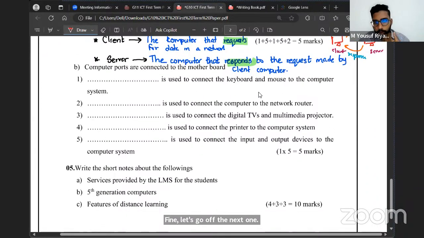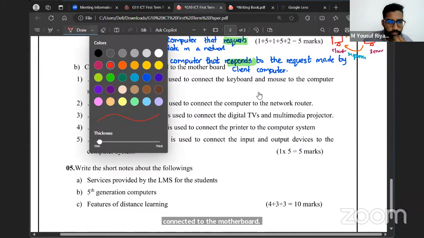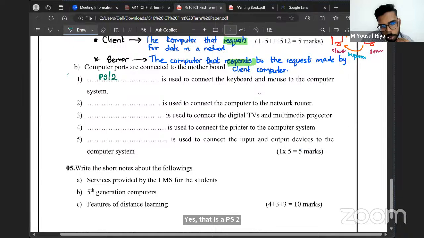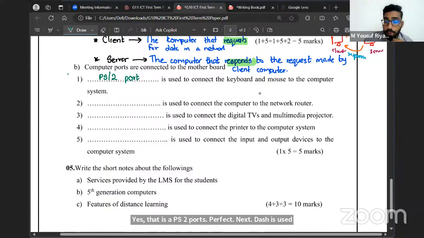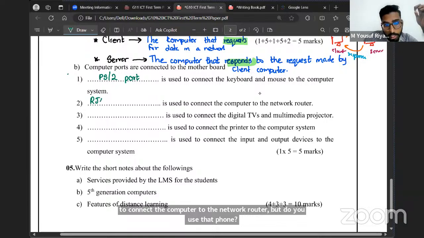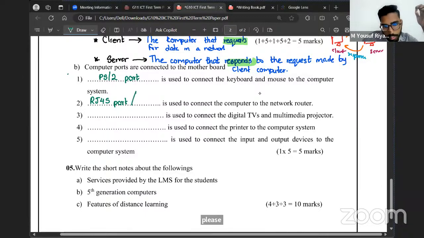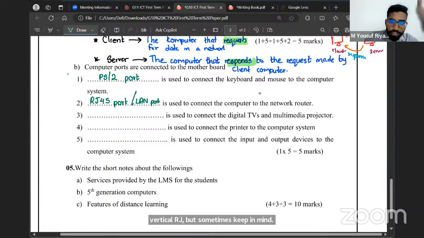Computer ports are connected to the motherboard. Fine. Dash is used to connect the keyboard and mouse to the computer system. What is it? Yes, that is the PS2 port. Perfect. Next, dash is used to connect the computer to the network router. What do you use for that? Yes, we use the RJ45 port. Give me another name for this RJ45 port. Yes, it's also called the LAN port. We use the word RJ45, but keep in mind that in exams they can use the word LAN as well. If they use the word LAN, they're referring to the RJ45 port.